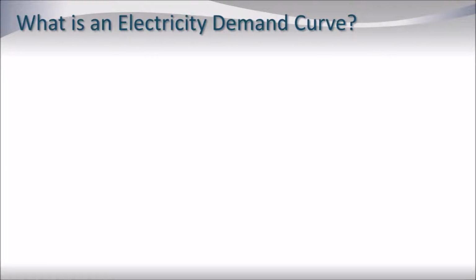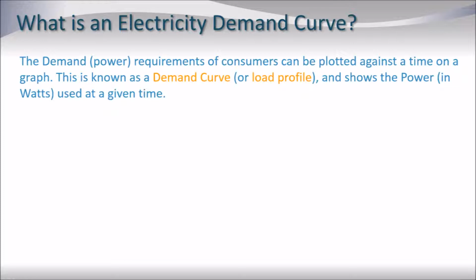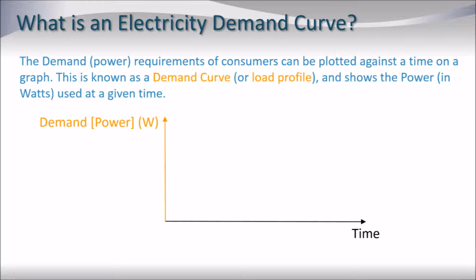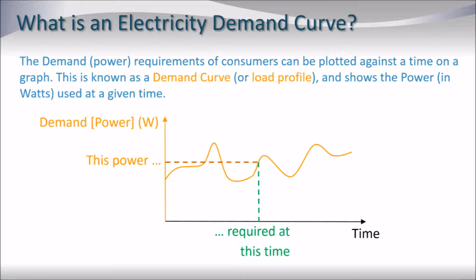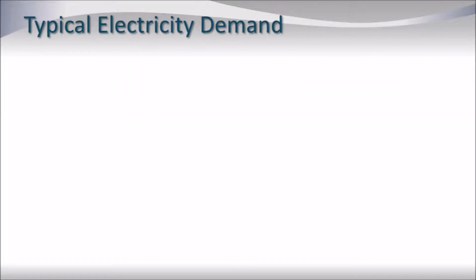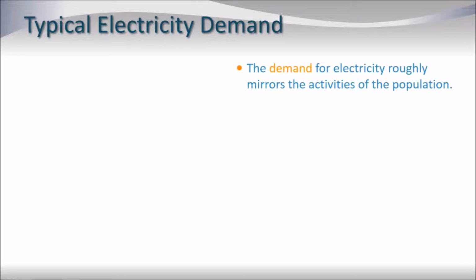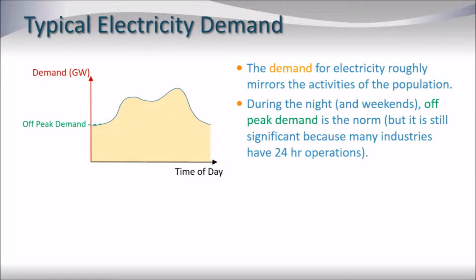We often refer to an electricity demand curve. The demand requirements of consumers can be plotted against time on a graph. That's a demand curve, and it shows the power, shown in watts, required at a given time. Looking at typical electricity demand, the demand for electricity roughly mirrors the activities of the population. So during the night and weekends, off-peak demand is the norm. It's still significant though, because many industries have 24-hour operations.